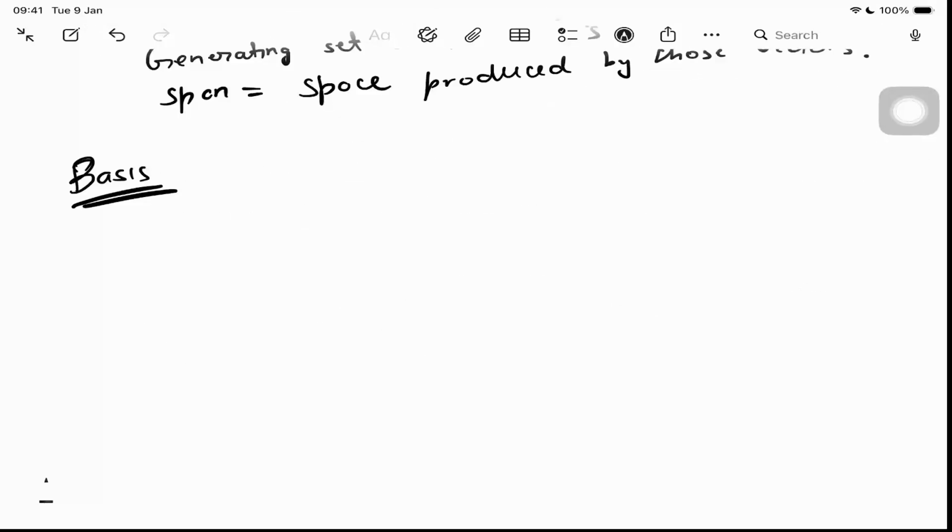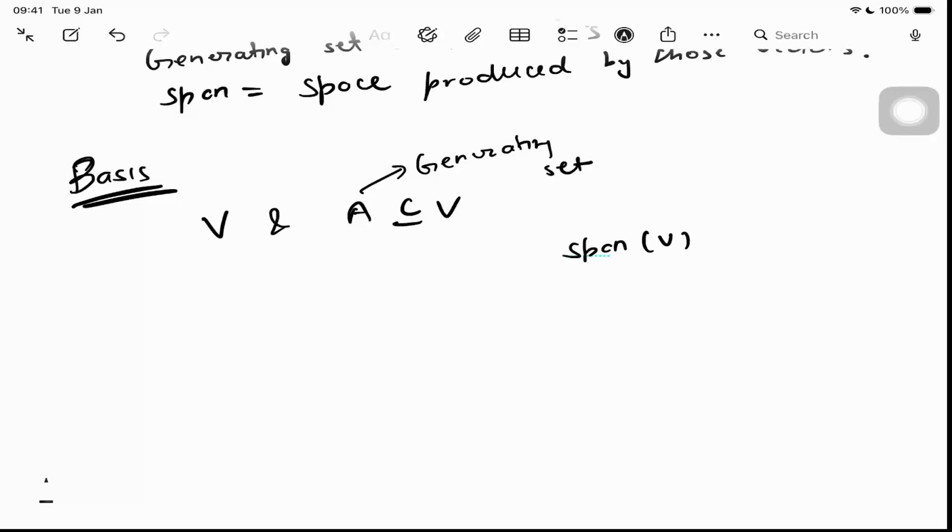Now let's talk about bases. Suppose we have a vector space V and we have A, which is a subset of V. As you know, A is called the generating set if the span of A equals V. That is, you can get every vector in V by combining the vectors of A. Now there's something called a minimal generating set.